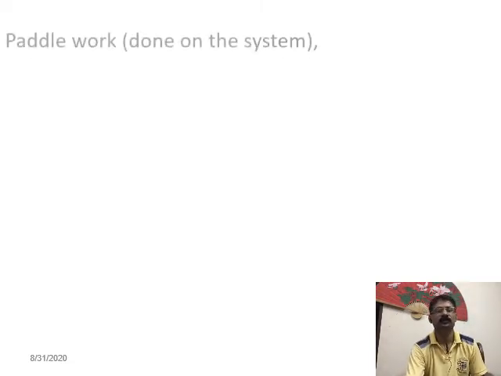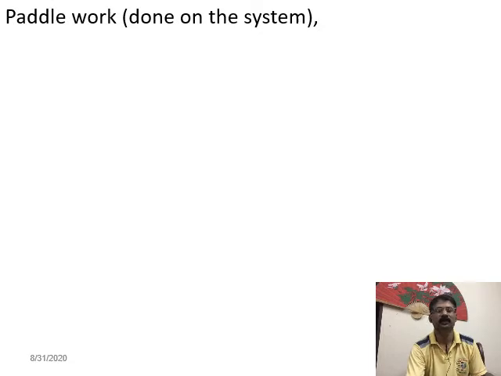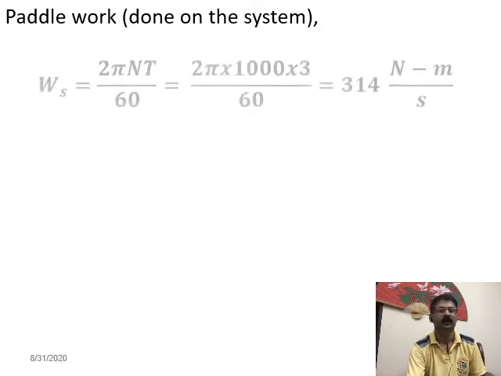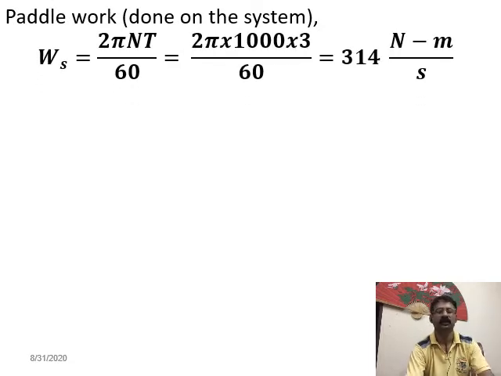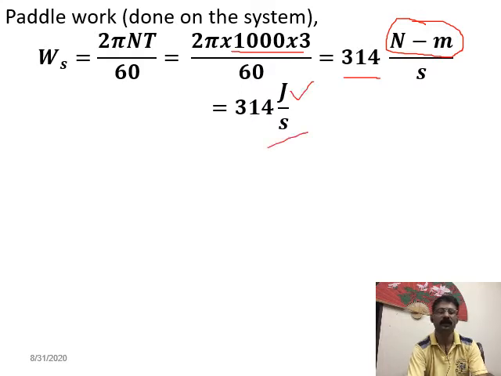Okay, let us calculate the paddle wheel work first. So paddle wheel work or work done on the system is given by the formula for the shaft work, which is nothing but Ws is equal to 2 pi N T by 60. Substituting for N and T, so you will get the answer as 314 Newton meter per second. So Newton meter is joules, so you can write it as 314 joules per second. Now joules per second is watt, but don't convert that into watt because you require it in per second itself later to find out the time.